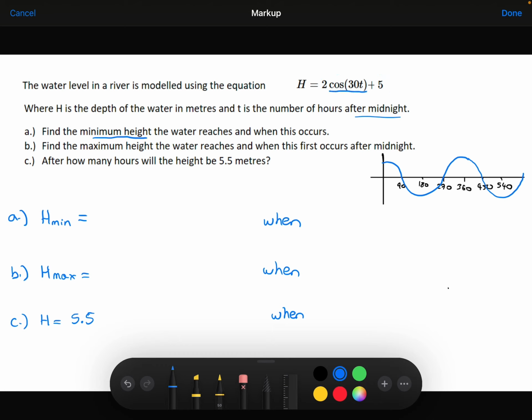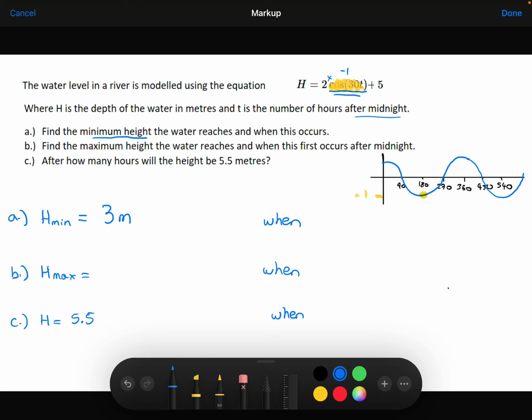Look at the trigonometric function here. I know that the smallest that cos can be is -1. Look at the cos graph. It starts at 1, goes down to 0 at 90, down to -1 at 180, back up to 0 at 270, goes back up to 1 at 360, and so on. The smallest it can possibly be is -1. So the height would be 2 times -1 plus 5, which is 3. The minimum height is 3 metres.